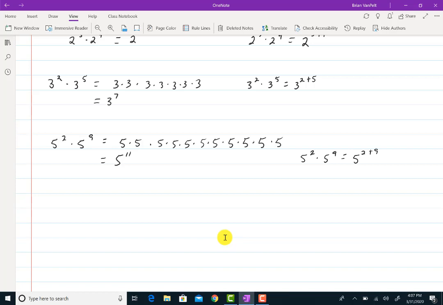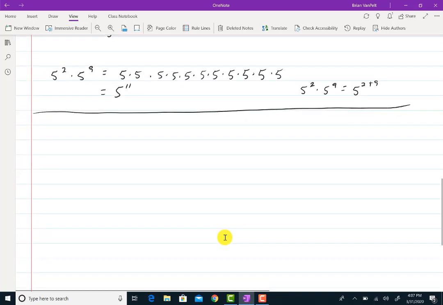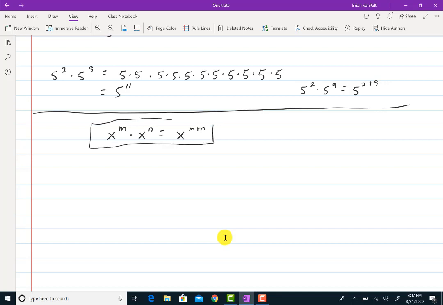plus 9. So that, of course, gives us a general rule for the product of two numbers with the same base. So let me put the rule down here. If I have x to the m power times x to the n power, we can write it as x to the m plus n. So this is something like a product rule. I'll give you the names of these at the end of this. But as I'm developing, I just want you to use them and become comfortable with them.